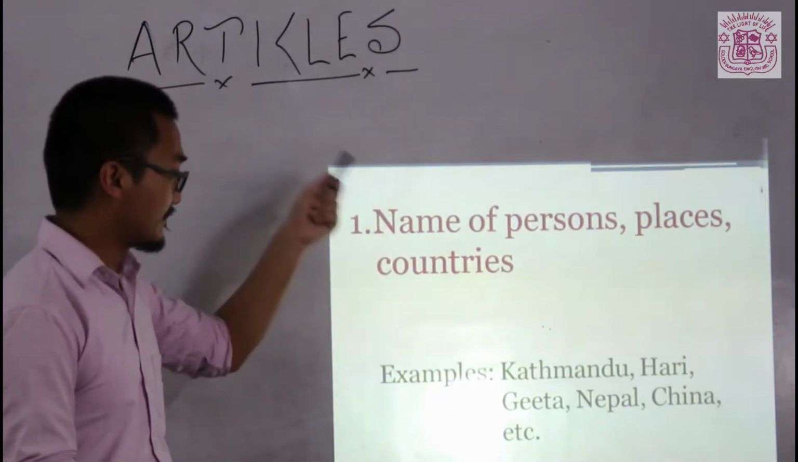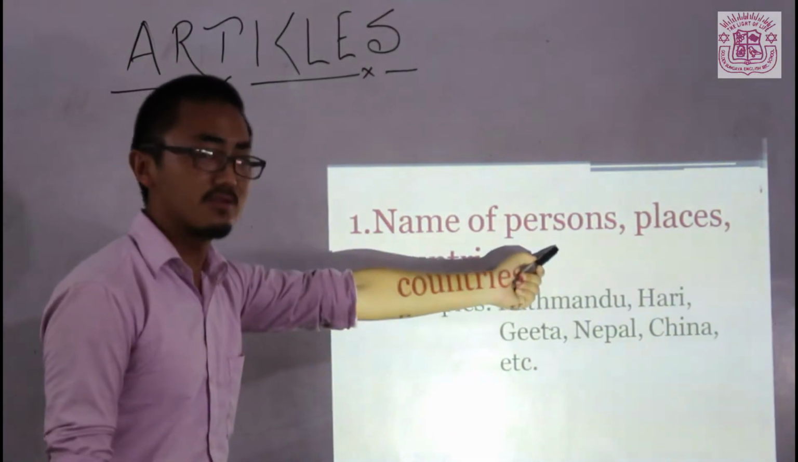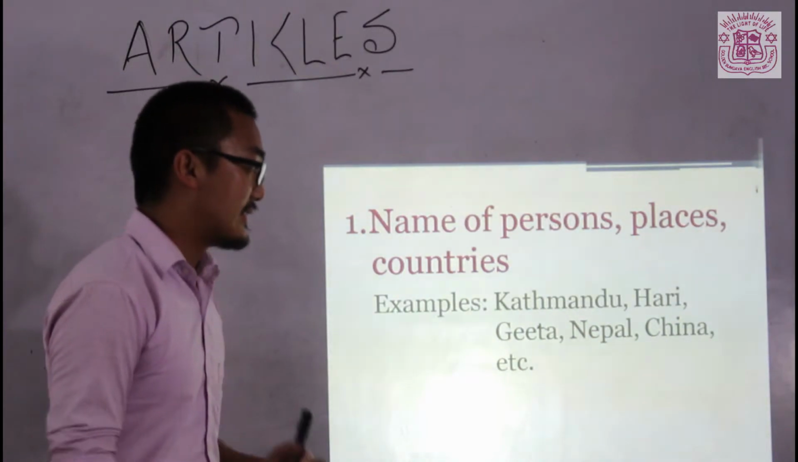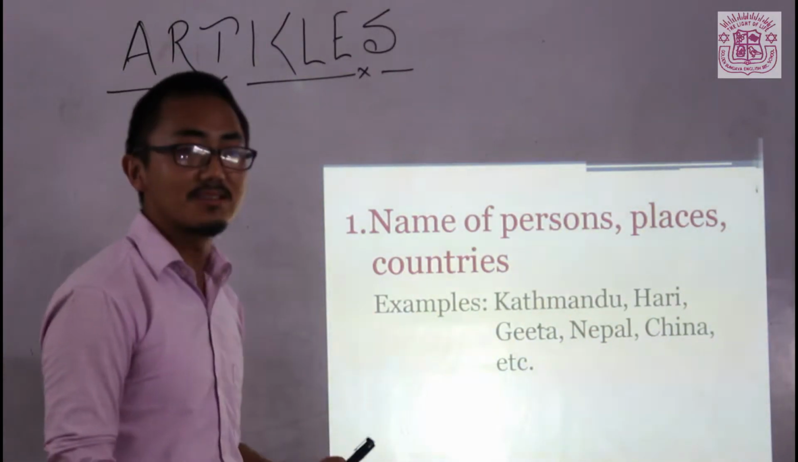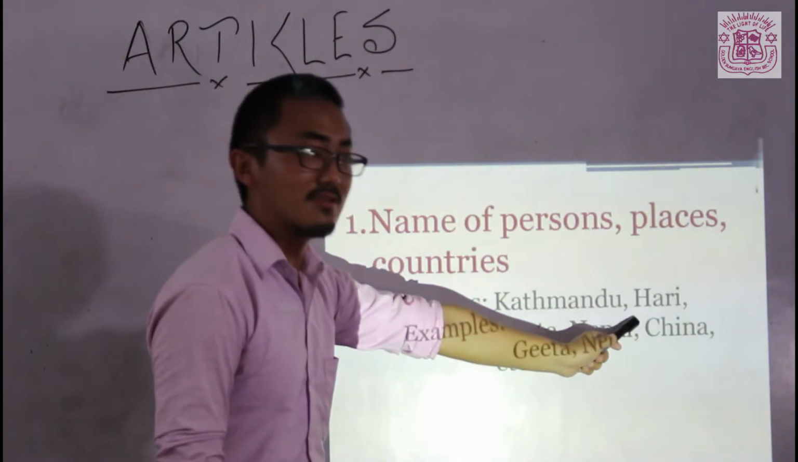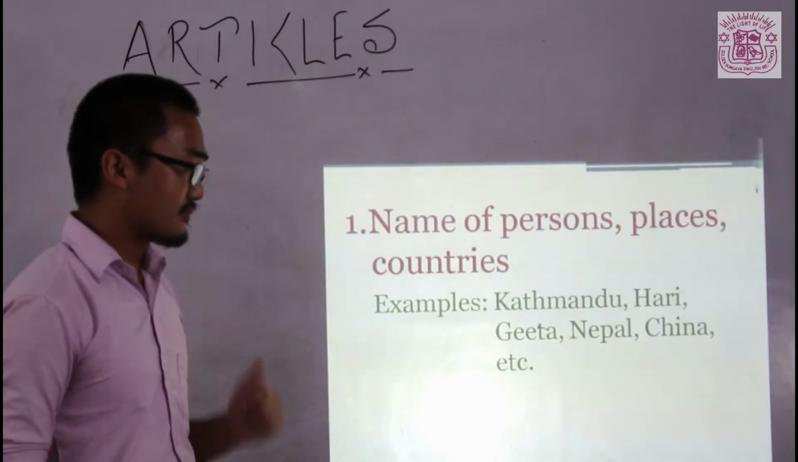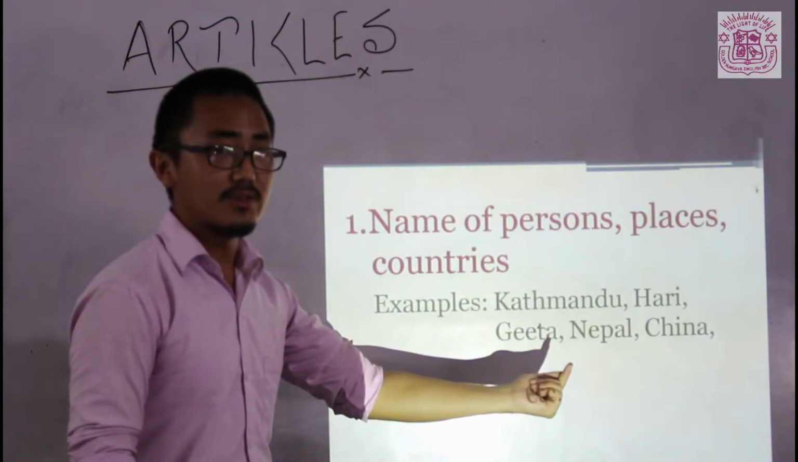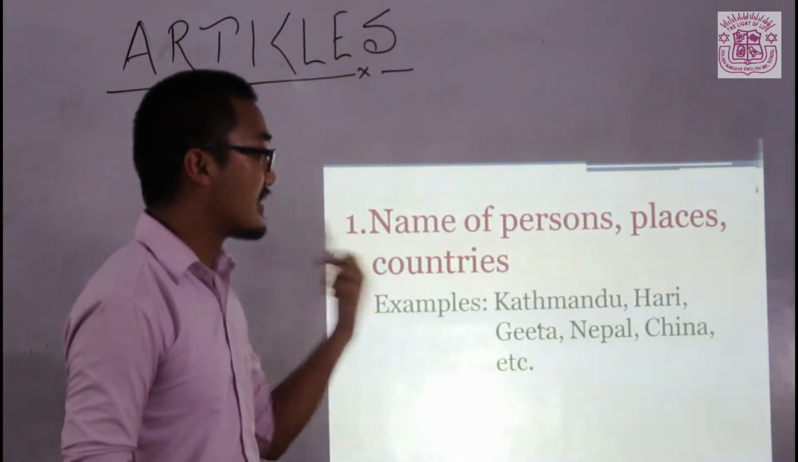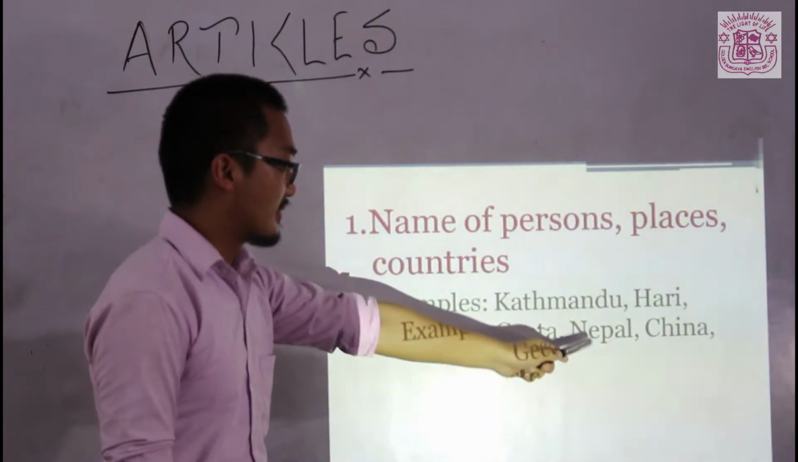Okay, so as you can see in your video, we don't use any kind of articles in front of names of persons, places, countries, etc. For example, we say I live in Kathmandu, but we do not say I live in the Kathmandu, or I live in a Kathmandu. Similarly, in the names of persons like Hari, Gita, we also don't use any kind of articles. For example, Hari is my brother. We don't say a Hari is my brother, or an Hari is my brother, or the Hari is my brother. Similarly we don't use any kind of articles in countries like Nepal, China.